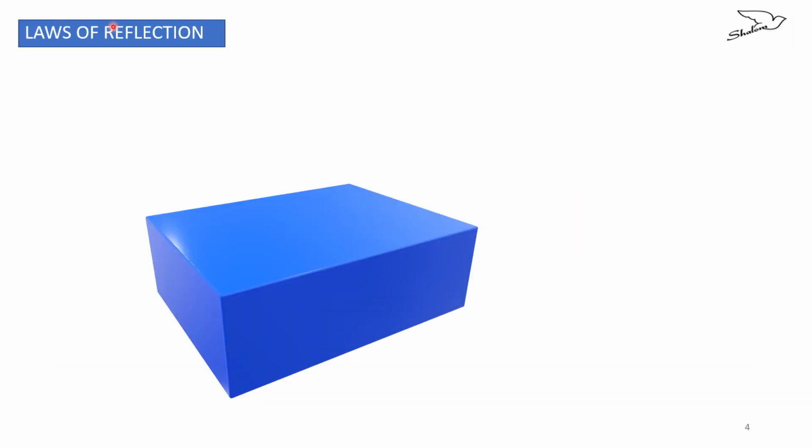Now we'll try to understand the laws of reflection. Suppose we have an object with a polished surface, and a ray of light is hitting this polished surface at point P. This ray of light which is hitting the polished surface is called the incident ray, and this point P at which it is hitting the polished surface is called the point of incidence.